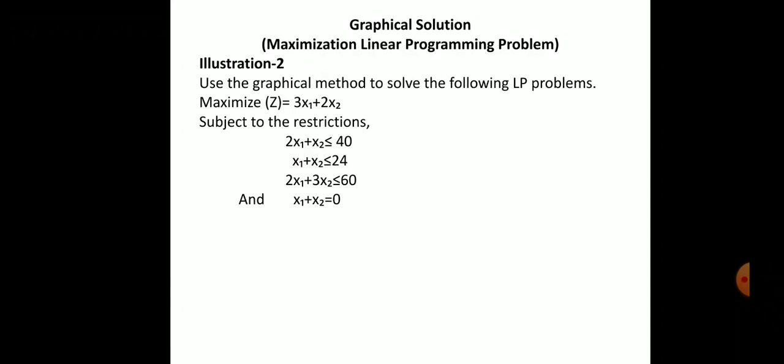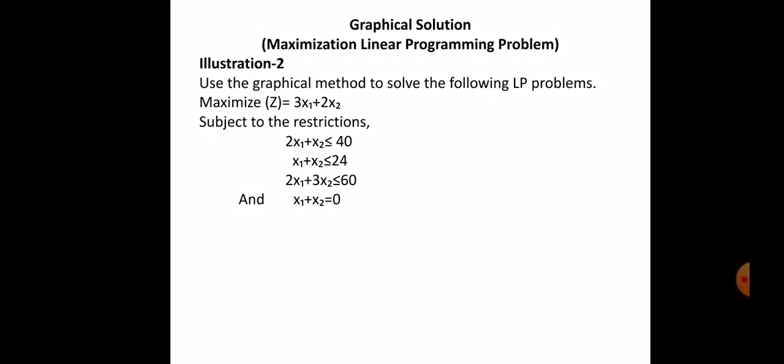Whatever units of product x1 you produce, if you multiply by 3, that is the profit you get from product x1. Whatever units of product x2 you produce, if you multiply by 2, that is the total profit from x2. If you add the x1 profit and the x2 profit, you will get the total profit. This is the main solution we are going to find.